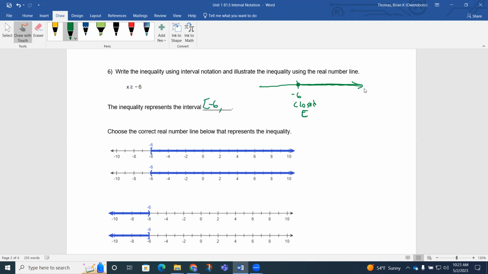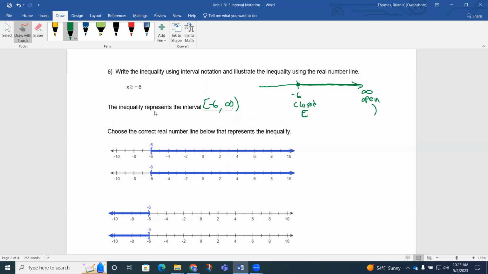But notice how there's not a right boundary. That's going to be infinity. So there's no right boundary, so we use positive infinity for that. And infinity is always an open interval. So infinity is always associated with open, which means we'll use a parenthesis for that.